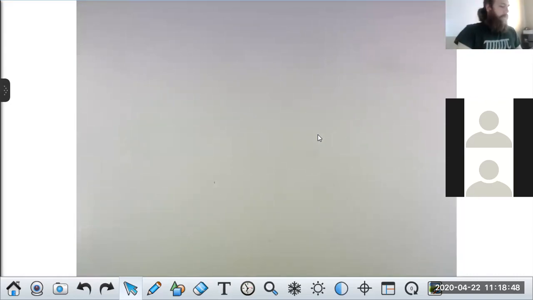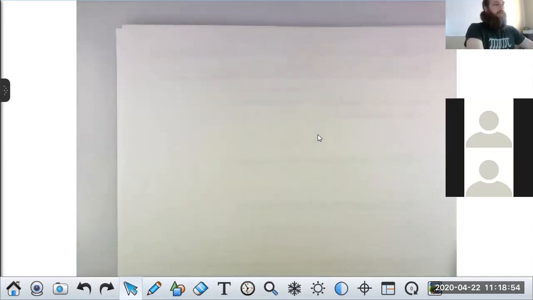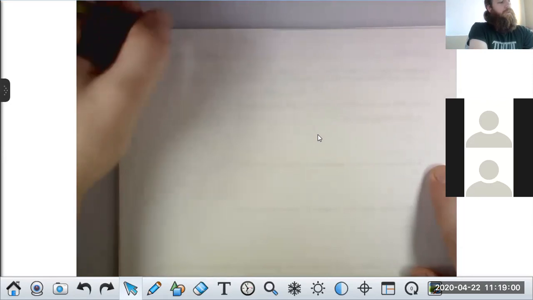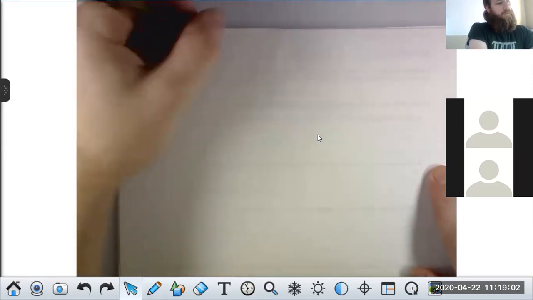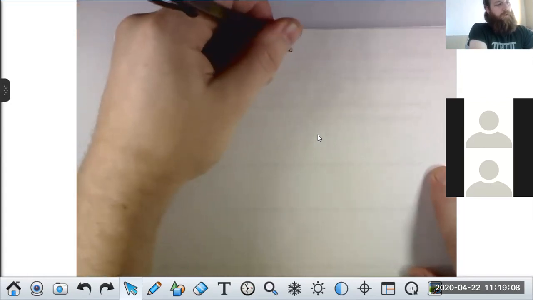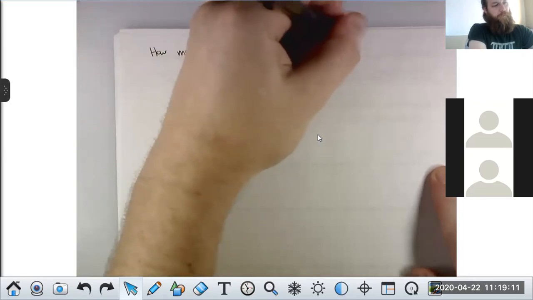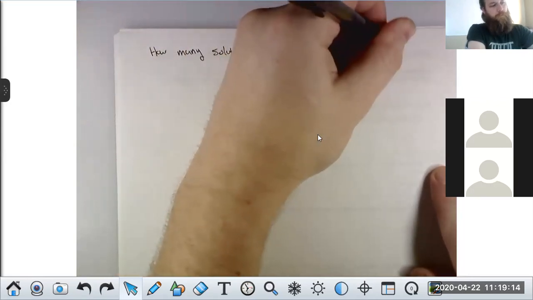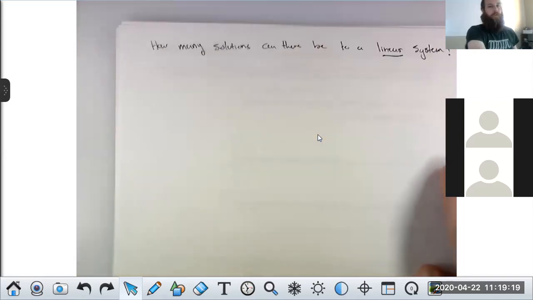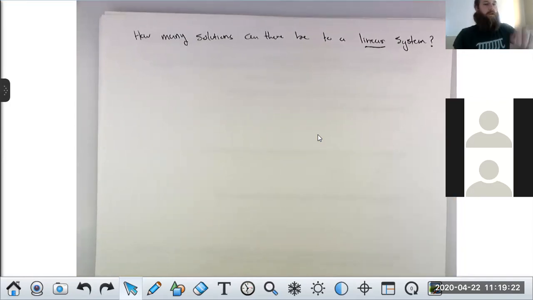So solving 2x2 linear systems using elimination is not terribly hard. The next thing I want to talk about is the possible solution cases. So how many solutions can there be to a linear system? This is actually a question we can answer really satisfyingly, very thoroughly. And you can get there just by thinking about the geometry.